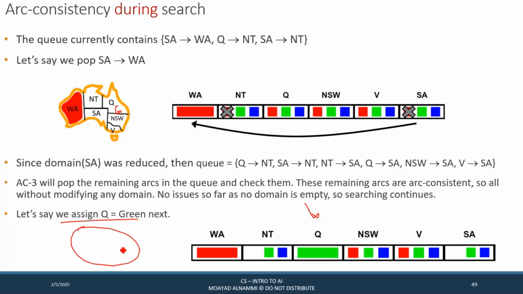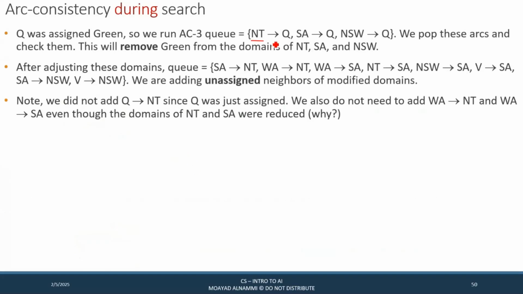I have the search node here. Q is assigned green. These are my current domains down here. I then want to apply AC3. Remember, when you apply AC3, we just need to add the neighbors of the assigned variables. So we'll add NT goes to Q, SA goes to Q, and NSW goes to Q. Right? NT, SA, and NSW goes to Q.